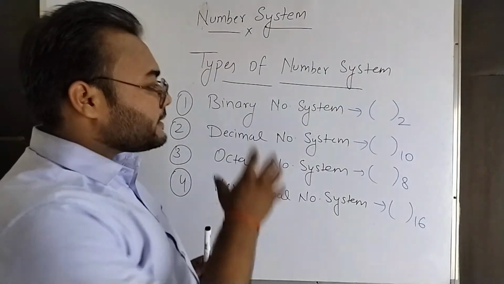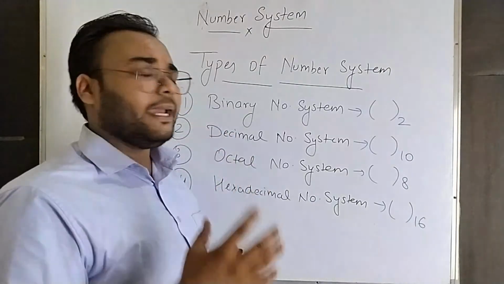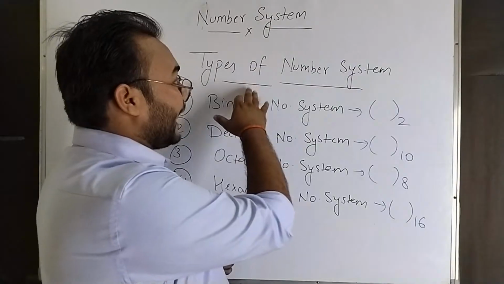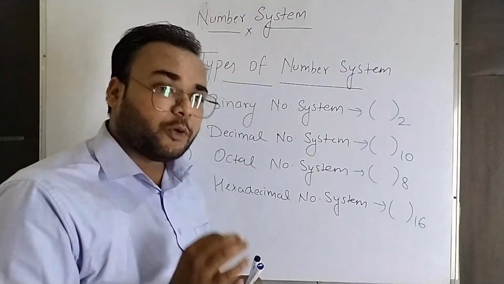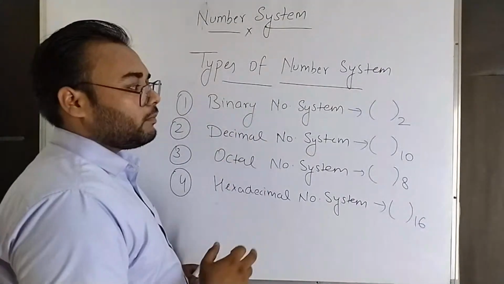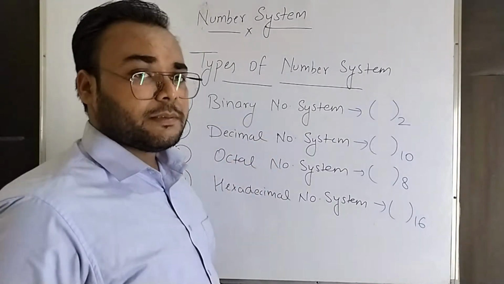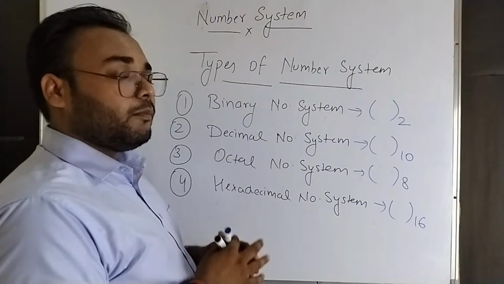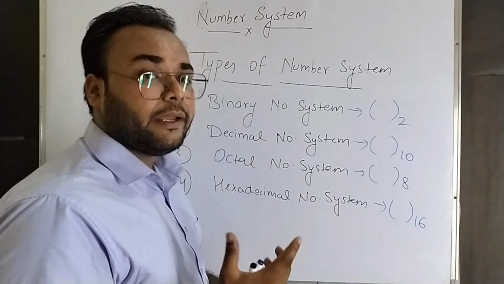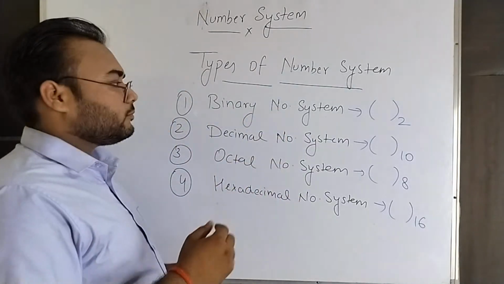These are the very basic concepts, which are very important from your exam point of view. Make sure you learn about the types of number system in a computer: binary, decimal, octal, and hexadecimal. Now we are going to the most important topic, that is called conversion. If you want, you can note it down in your notes and we will move forward.